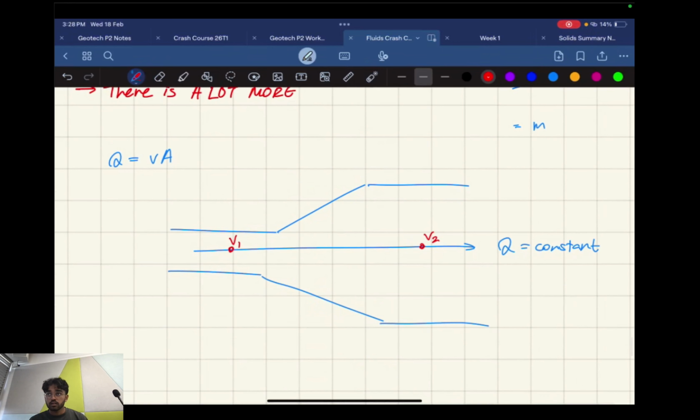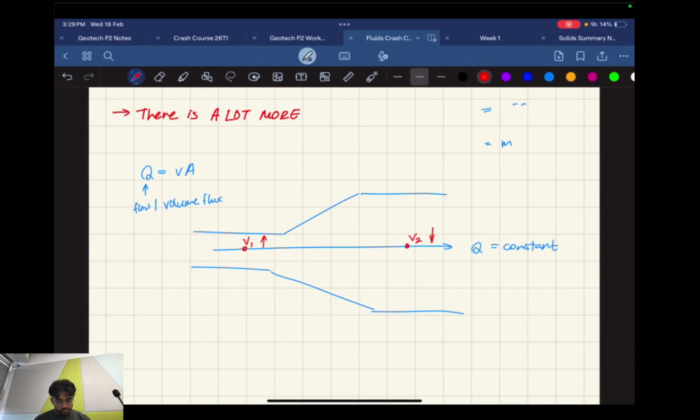Oh, it's Q. I just write my Q's a bit weird. Okay, so Q equals Q. Q stands for flow, volume flux. But yeah, so my V over here is going to be greater than over here. Good pickup, Pat. Thank you.